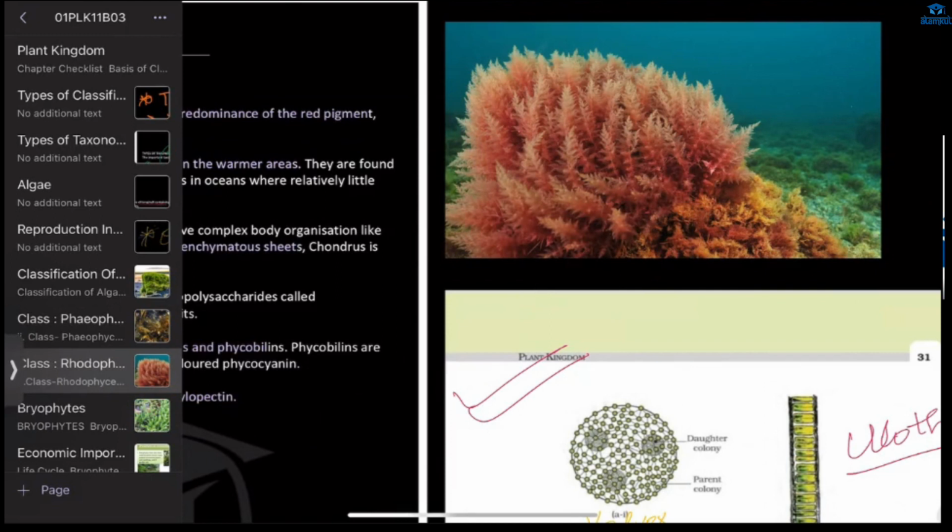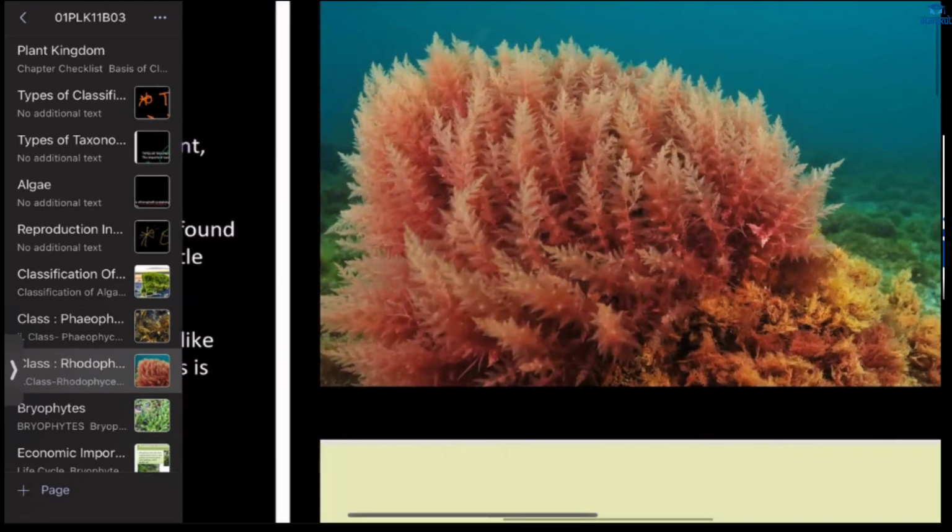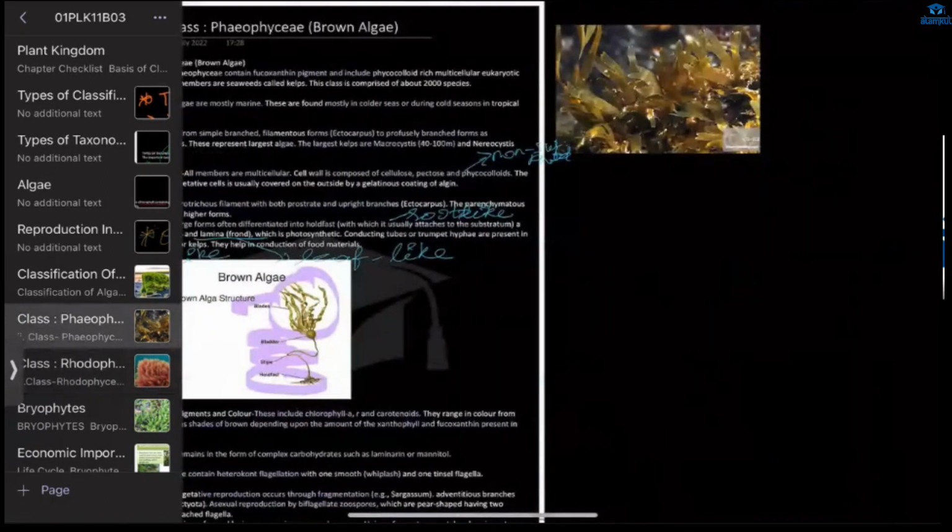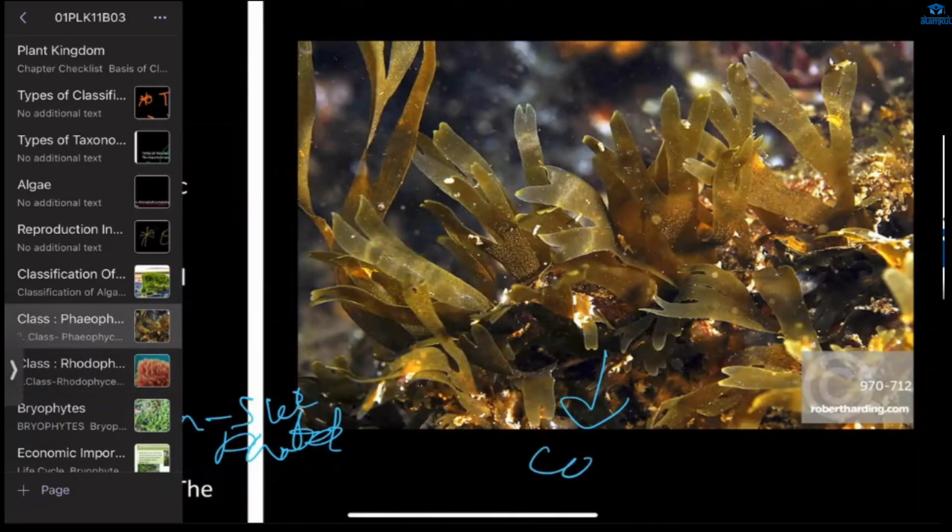So quickly you can see the figure. This is red algae. It is found in the deep and warmer side of the ocean. This is red algae. Okay, and here it is brown algae. It is found more in colder areas, and it is a brown algae.